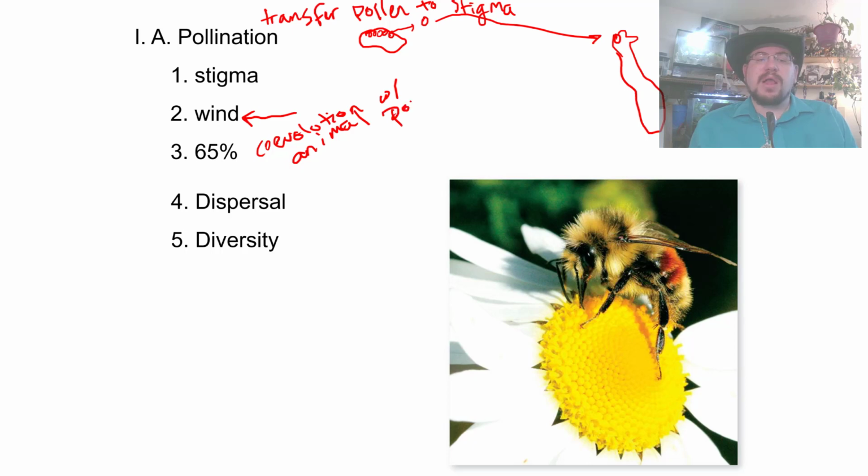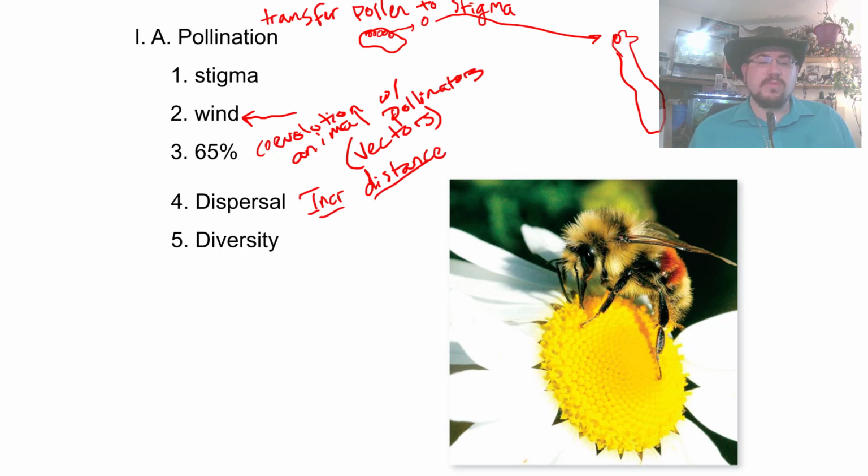So these animal pollinators would be vectors. Living vectors to transfer pollen from the anther to the stigma. Animal pollination is great because it increases dispersal distance. Right? So an animal pollinator can often travel further distances than the wind will carry pollen, thus allowing your plants to pollinate other plants that are even further away.